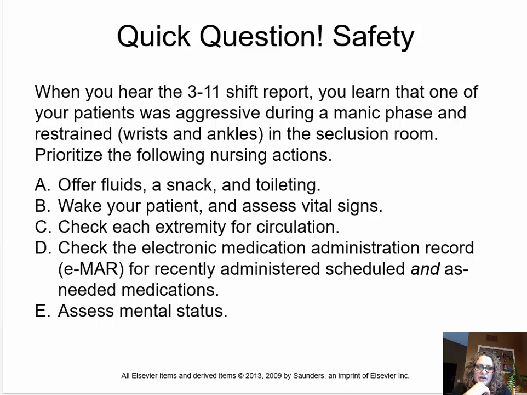Then we're going to check the electronic medication record for recently administered, scheduled, and as-needed medication. So are they due for anything? Do they have another Ativan and Haldol that they can have before you take them out of seclusion? That might be a good idea to help get them over the edge and back under control. And then finally, we're going to offer fluids, a snack, and toileting. And then we'll make that determination whether or not the patient is ready to be removed from seclusion.